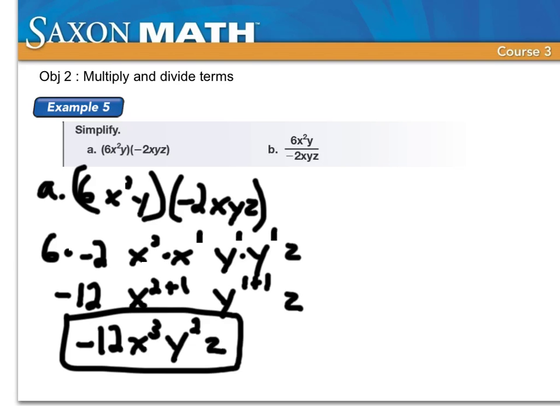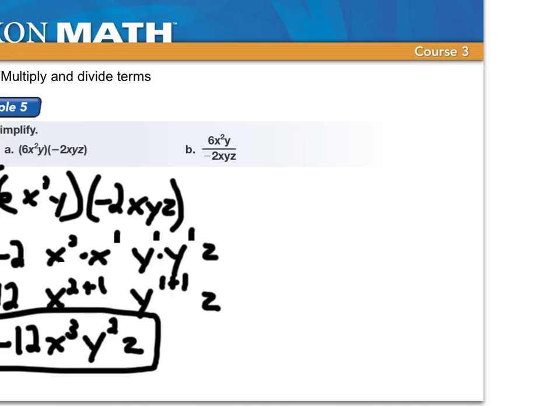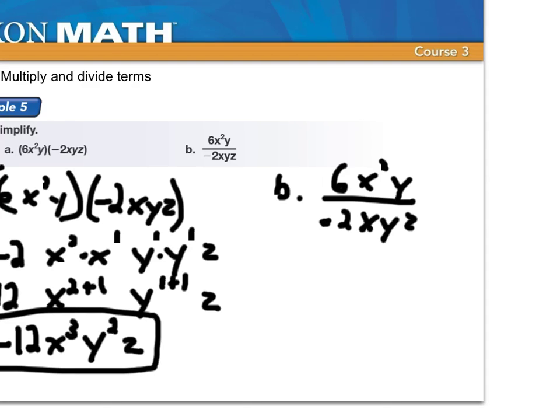Alright, let's do a division problem now. Dividing terms. So I've got 6x squared y over negative 2xyz. Again, I'm going to divide terms that are the same. So I can take numbers and divide by numbers. So I'm going to take 6 divided by negative 2. Now I've got x's. I'm going to take x squared divided by x, which is the same as x to the first.